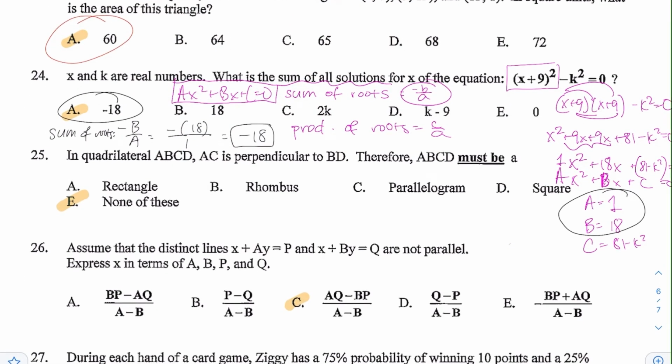Next one, number 25: in quadrilateral ABCD, AC is perpendicular to BD. Therefore, ABCD must be... So you have this quadrilateral and the diagonals are perpendicular. So you can have something like a kite, or you can have something like a rhombus. So when we have a rhombus, that's a parallelogram. But it doesn't have to be a parallelogram because kites also have perpendicular diagonals, but they're not parallelograms or trapezoids even. They don't have any parallel sides.